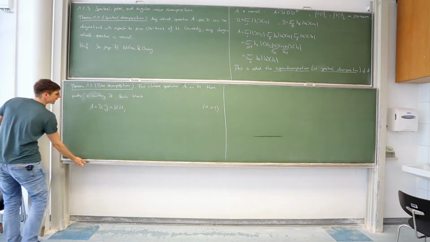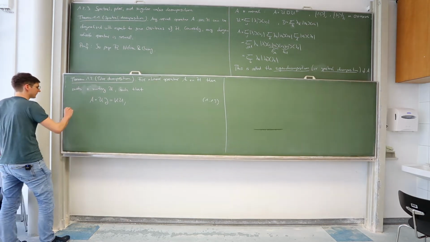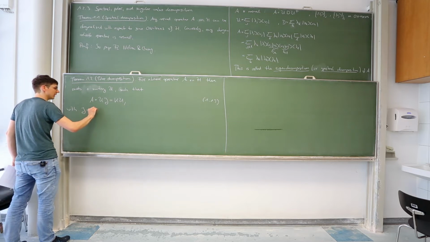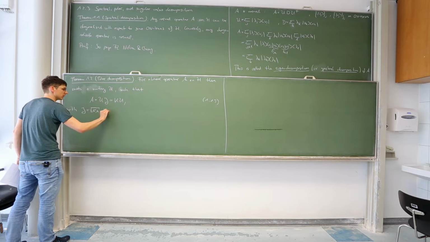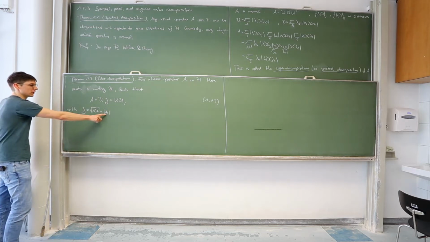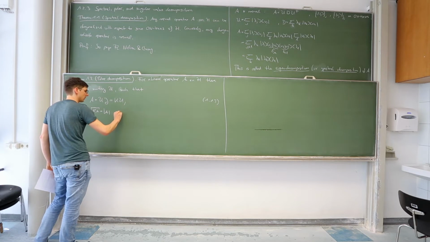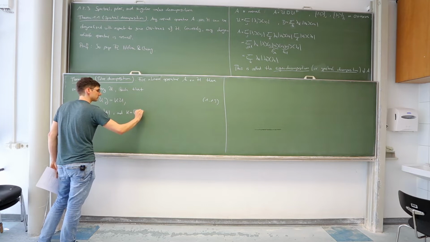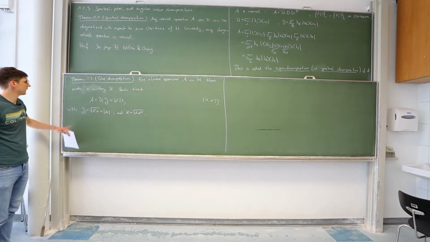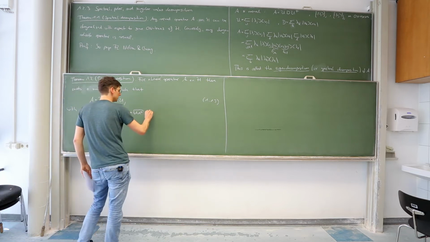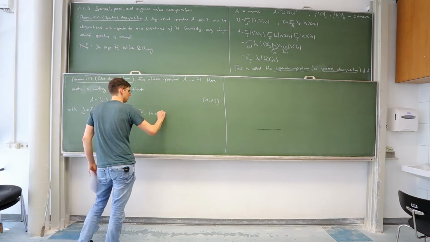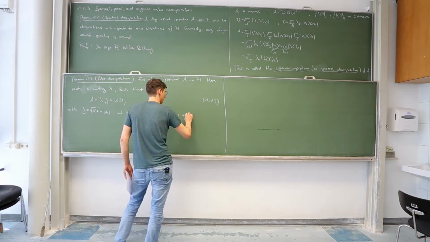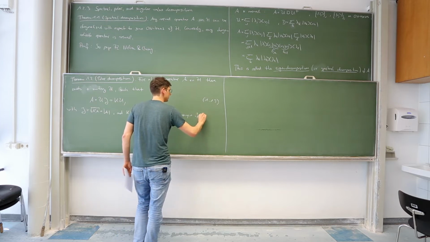Okay, what's J and what's K? J is equal to the square root of A dagger A, which is actually the definition of the modulus of an operator. And K is equal to the square root of A A dagger. And then the unitary U is unique if A is invertible.